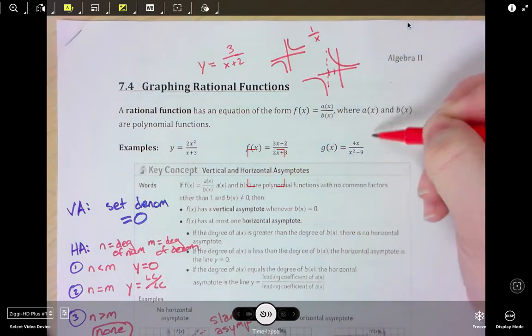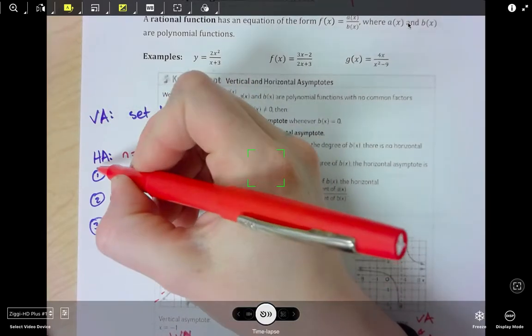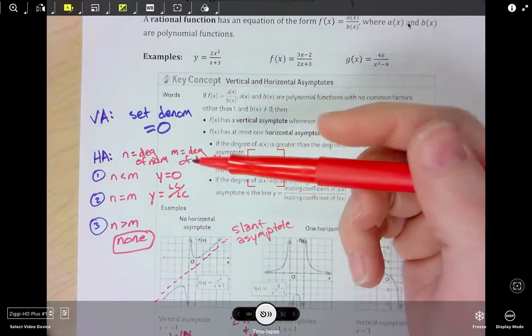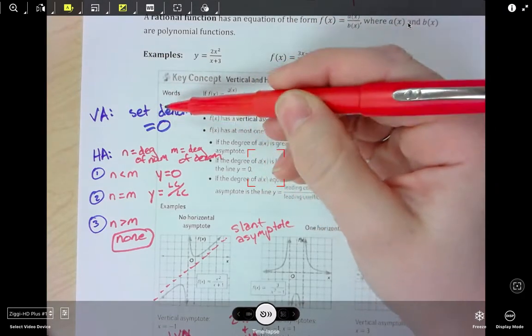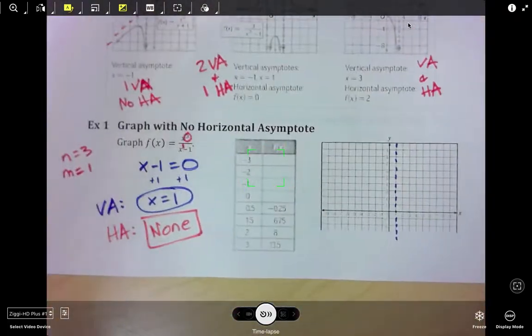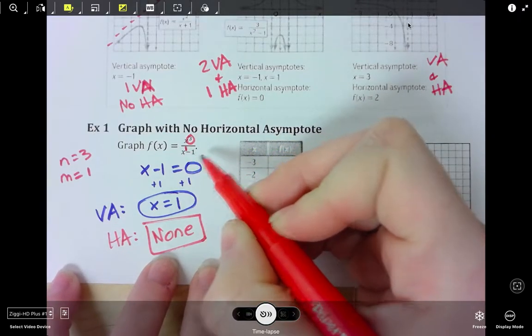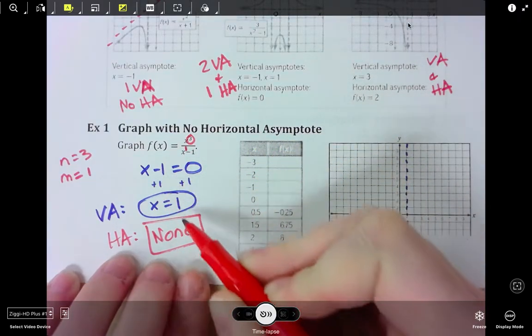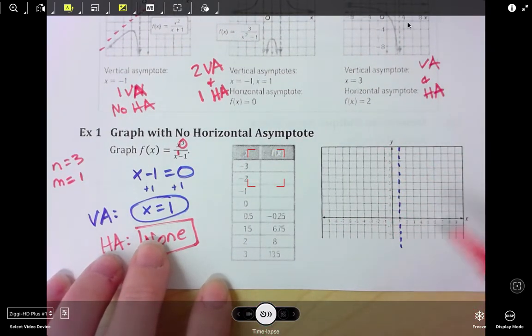Top and the bottom. And I said when you're trying to find your vertical asymptote and horizontal asymptote, you do these steps. So for vertical asymptote, you set the denominator equal to 0. So in example 1, down here, we ended this yesterday. In example 1, we set the denominator x minus 1 equal to 0, and we add 1 to both sides, so my vertical asymptote is at positive 1. We went ahead and drew that in there.